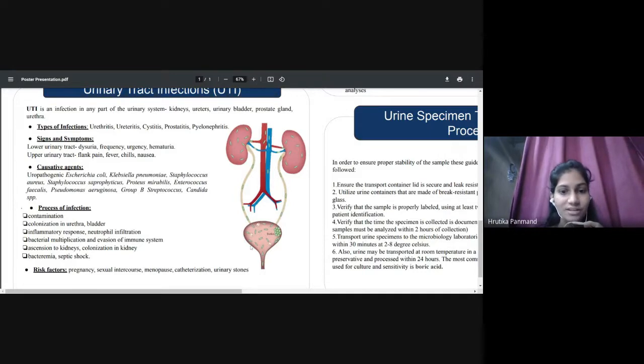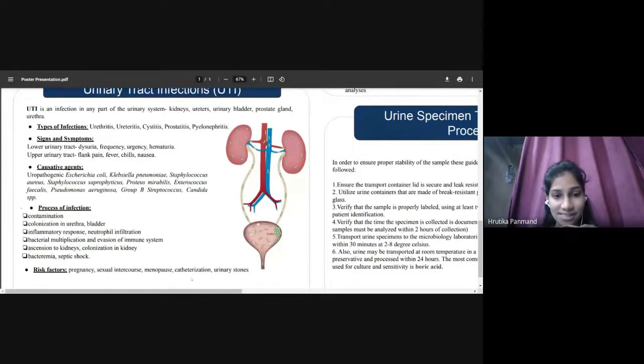So the risk factors of UTIs are pregnancy, that is, pregnant women are more prone to infections due to their structural abnormalities and hormonal changes. Progesterone causes the stasis of urine, which allows the bacteria to more easily colonize in the bladder. Sexual intercourse may introduce bacteria into the bladder or urethra.